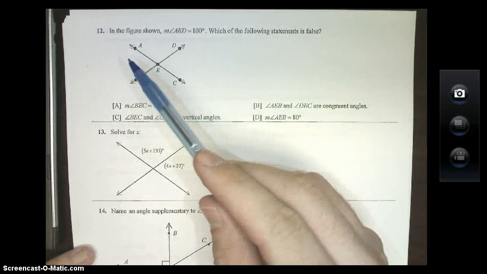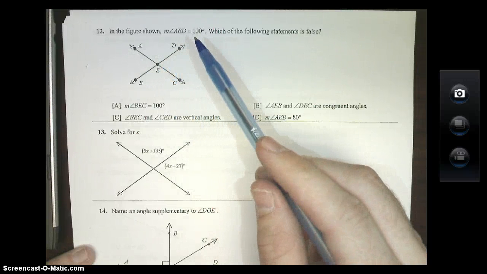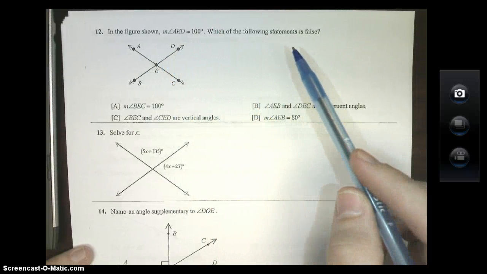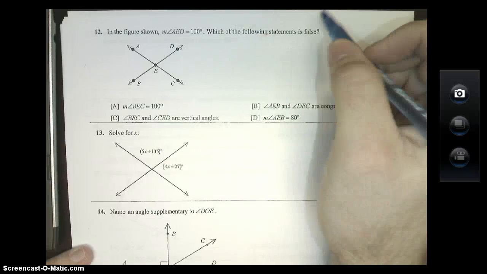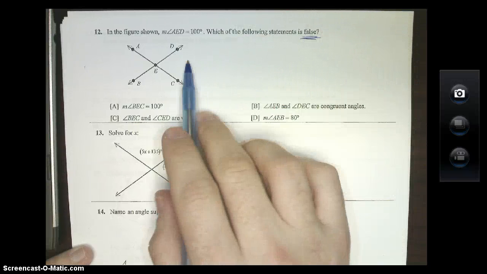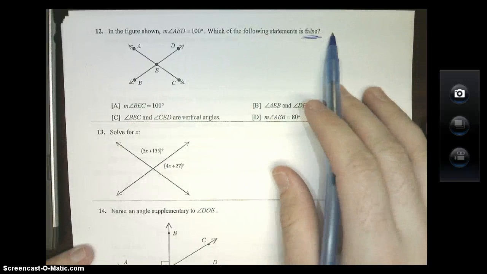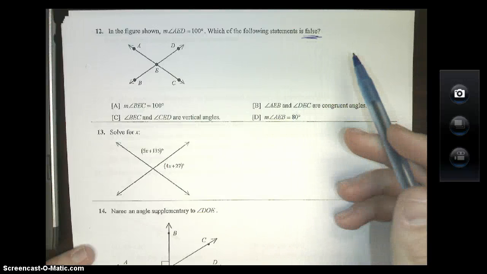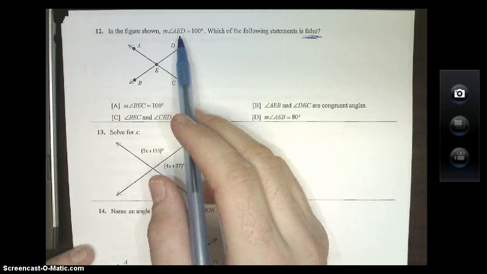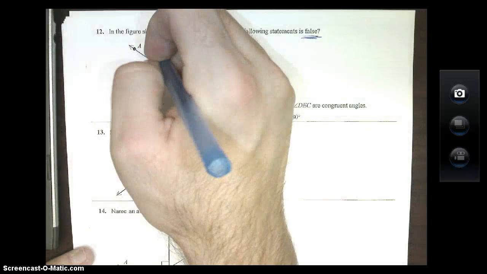Okay, number 12. In the figure shown, measure of angle AED equals 100 degrees. Which of the following statements is false? Now, this is a good test-taking strategy. Make sure you are reading the question completely. It's very easy to be fooled by thinking it's got to be true all the time. Okay, they're telling you AED is 100 degrees. So let's note that down.